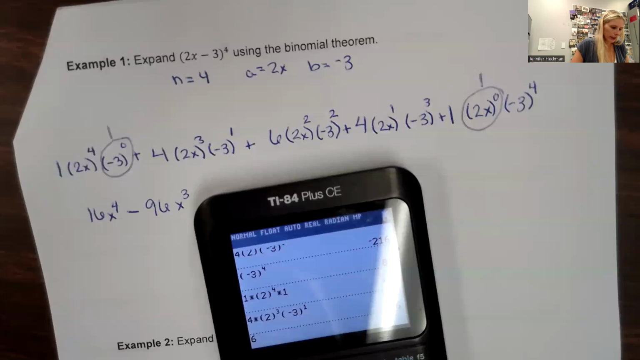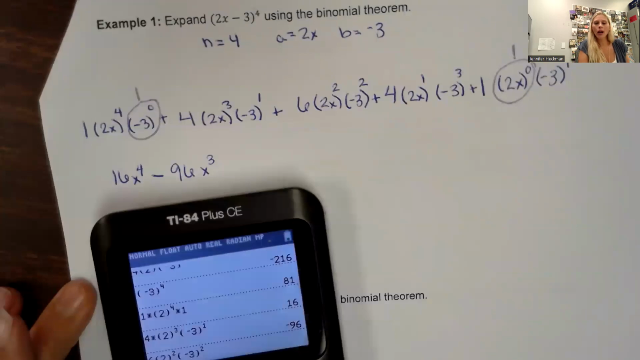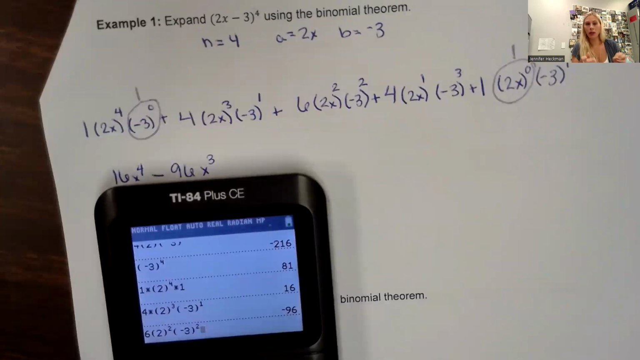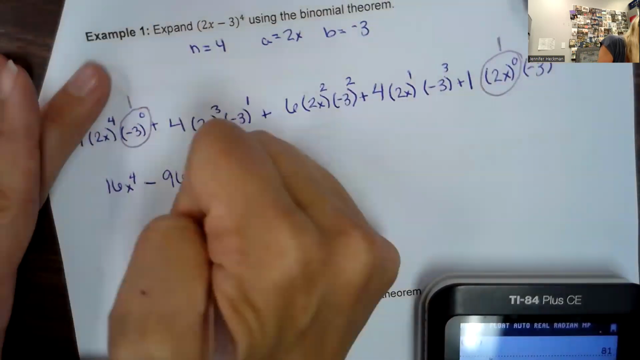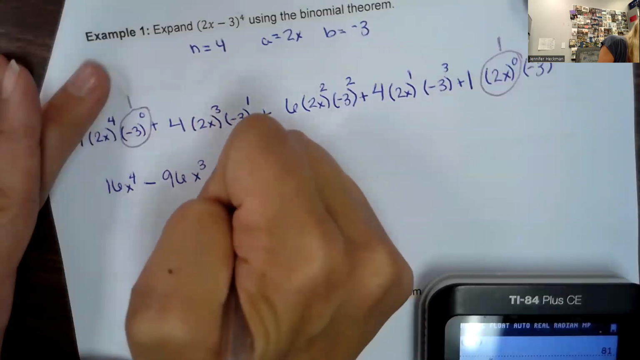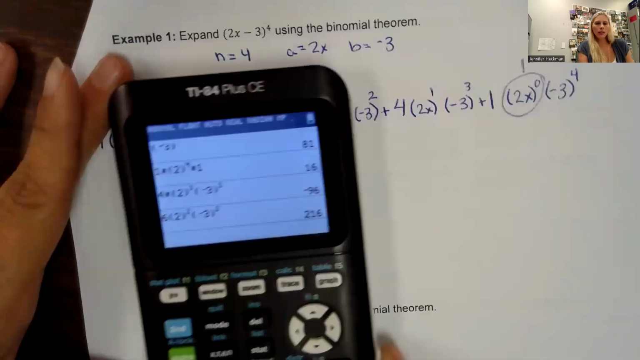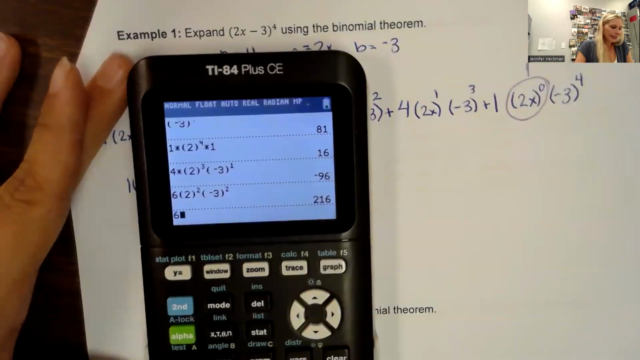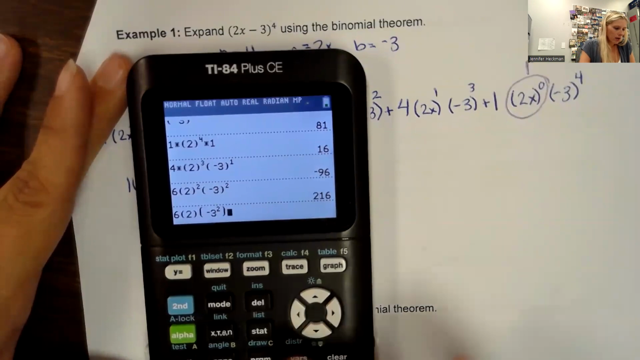Let's see, make sure you guys can see that. 2 squared times -3 squared. Okay, this is where I'm going to show you why you want to be careful with those parentheses. So our answer is a positive 216, and we would have x squared. Now I'm going to show you why those parentheses are very important. If I said 6 times 2 times -3 squared, oh, I forgot to do the squared there.